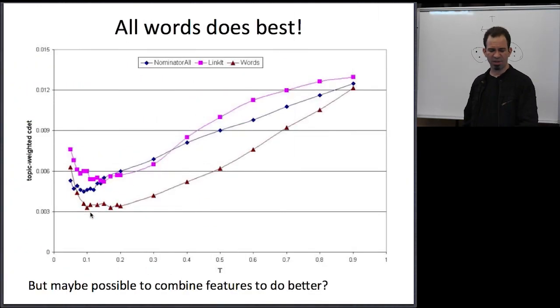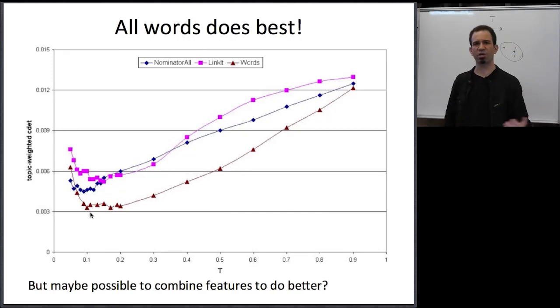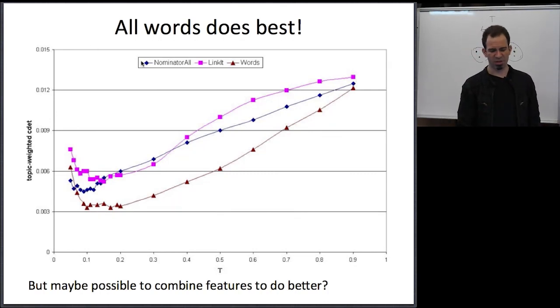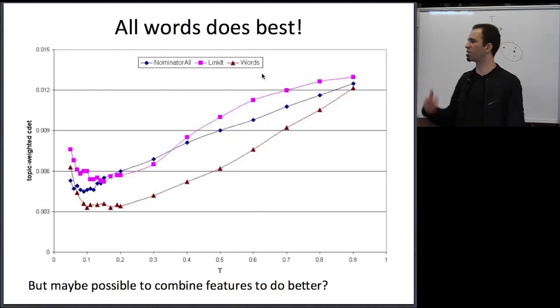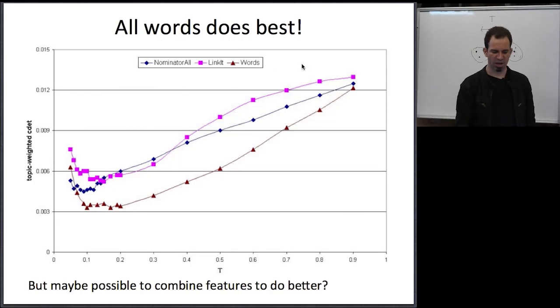And it turns out that in general, what they've done is compare using every word in the document to just the names of the entities in it. Nominate is an algorithm to extract entities, Linkit is another algorithm to extract entities, and all words is just document vectors of the type that we just did on the assignment, right? And all words is lowest.